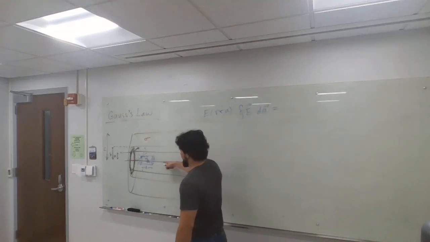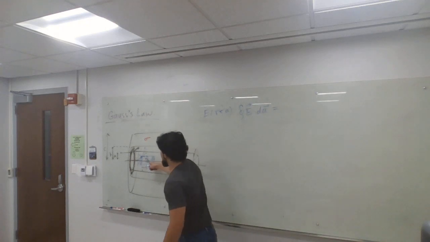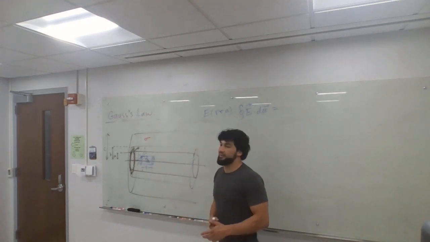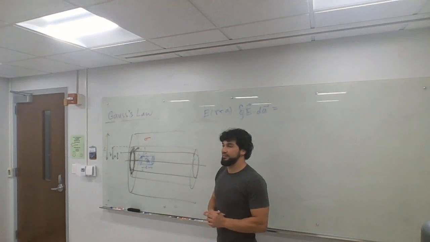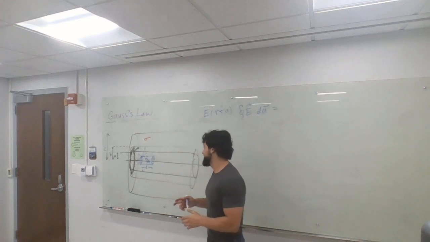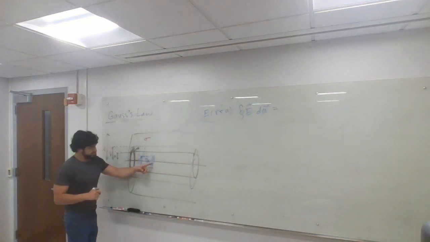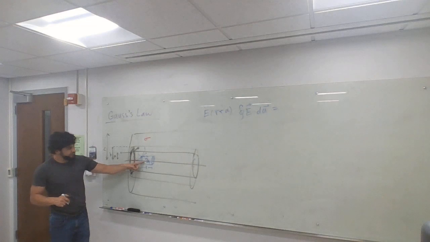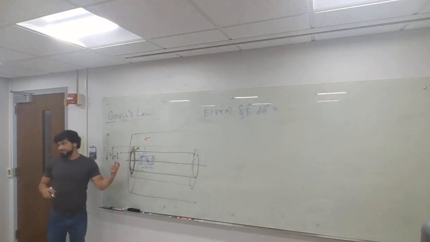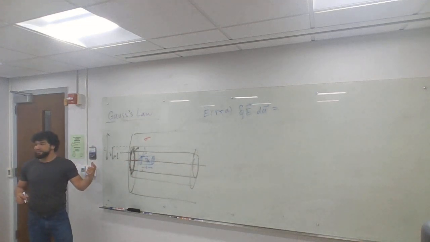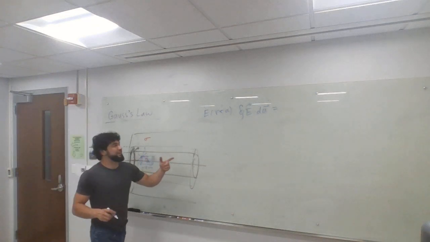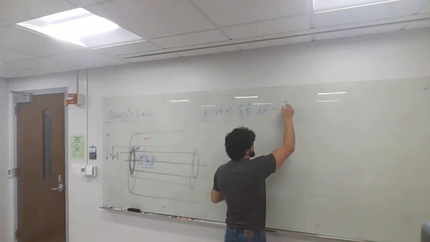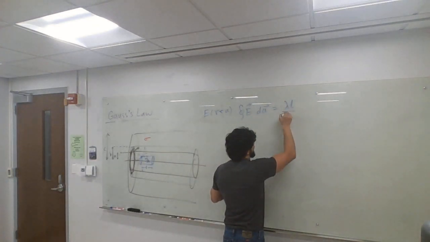Now, what is Q enclosed in that case? Inside the Gaussian surface. What is Q enclosed inside my Gaussian surface? It's only the rod inside. Lambda L. Yeah. Okay. Lambda L is Q enclosed. So let me just get done with it. Lambda L divided by epsilon naught.